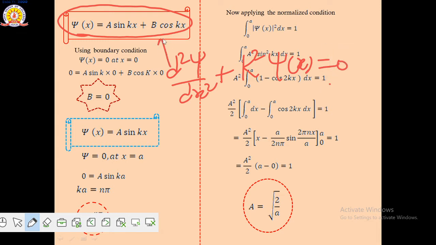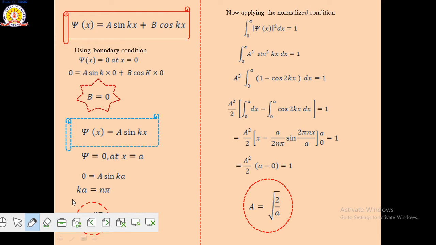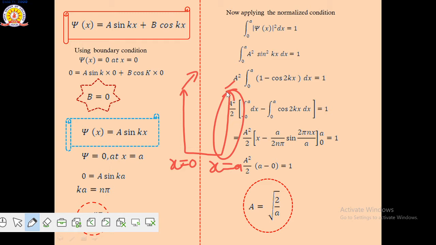Okay, so that equation is the solution of that equation. And now I'm using the boundary conditions. Boundary conditions, it means in a one-dimensional box, at x is equal to 0, that is the first wall of this box. So that is the first boundary condition. And at x is equal to a, that is the second wall of this one-dimensional box. So it will be the second boundary condition. So here, first I am applying the first boundary condition at x is equal to 0.